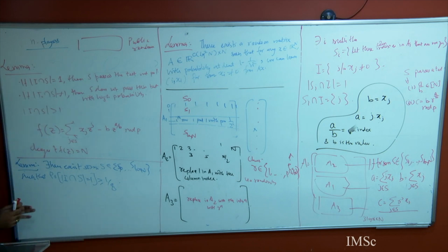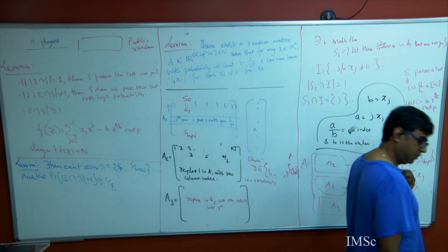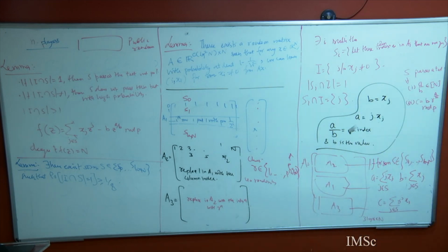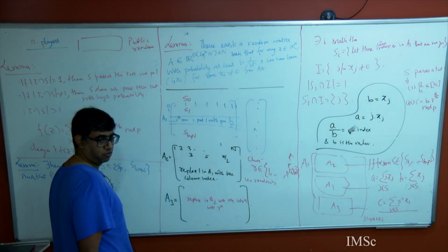Right? So what does this tell us? If we apply this test, what is the probability that we will actually get the correct index? Look, I need to pass all these tests, right? So what is the probability of failure? The probability that I will fail here is with some constant probability.